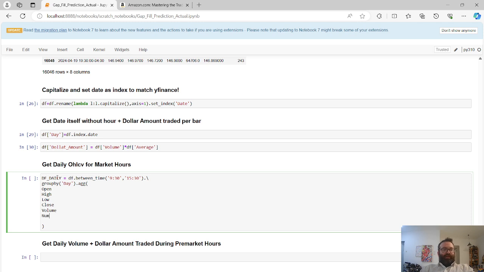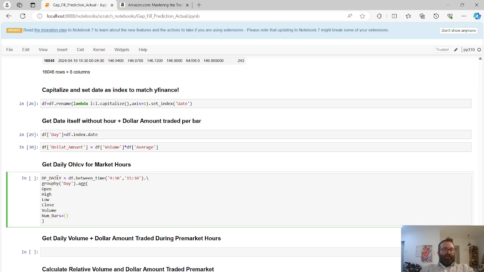I added this numbars thing, but I'm not going to use it. Numbars will be the total number of bars. This is just a way where you can filter half days, like Black Friday and things like that. But okay, so let's go one by one.